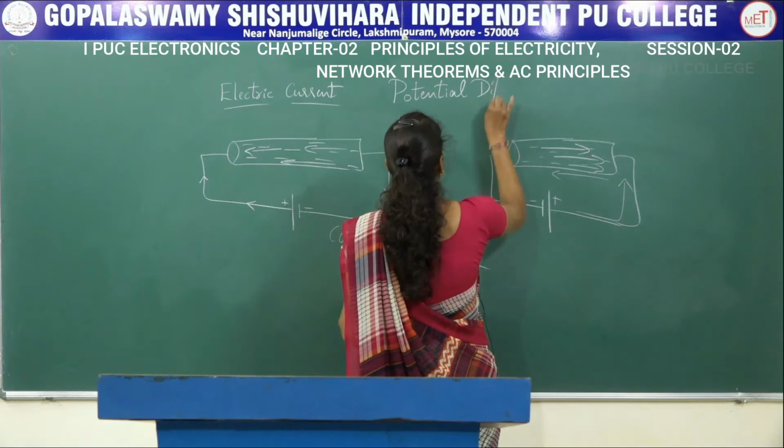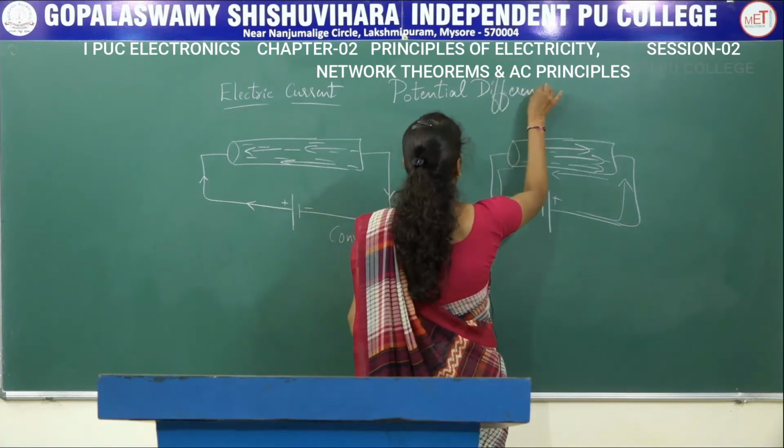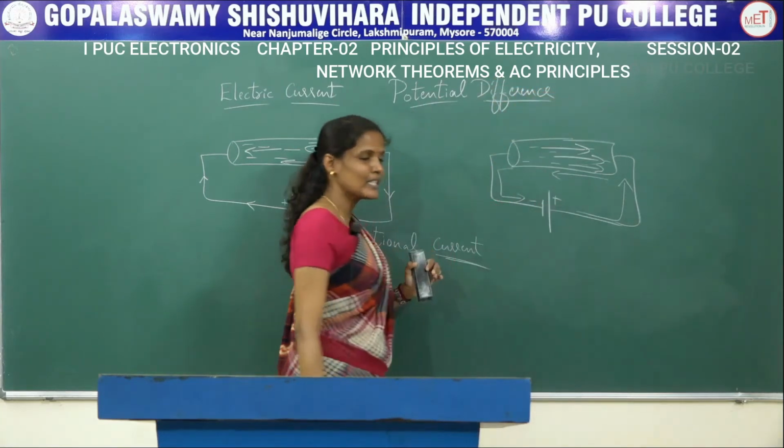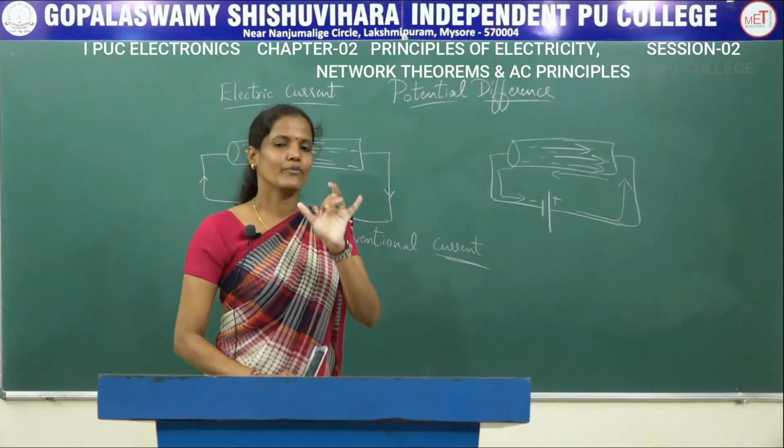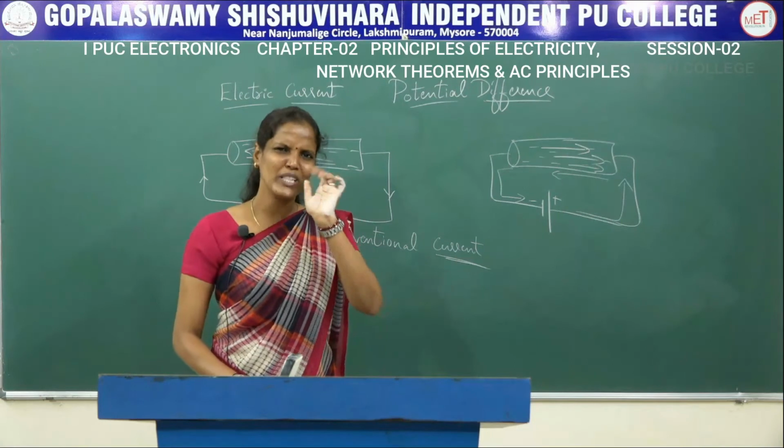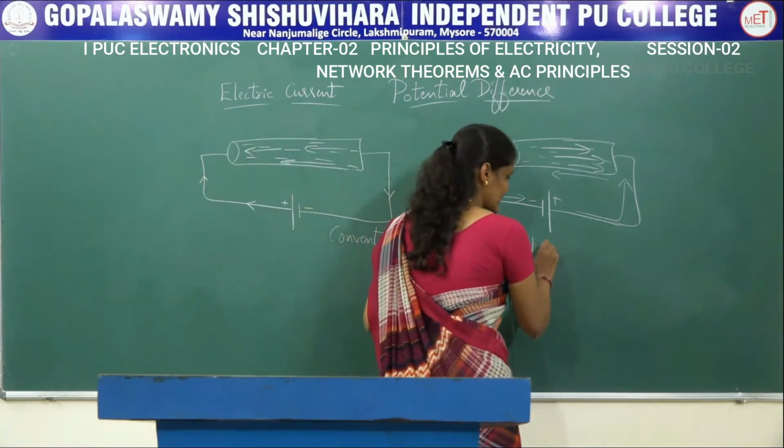Potential difference is nothing but the amount of work done in moving a unit charge from one point to another point. Unit charge is nothing but one charge.